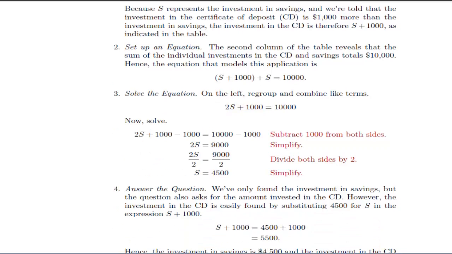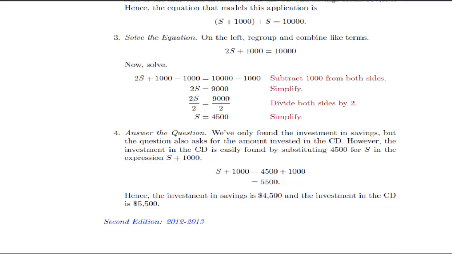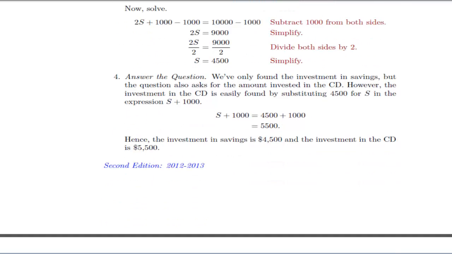So now we'll solve the equation by subtracting 1,000 from both sides. We get, on the left-hand side, 2S plus 1,000 minus 1,000 equals 2S. And on the right-hand side, 10,000 minus 1,000 equals 9,000. Now we'll divide both sides by 2 to isolate S. On the left-hand side, 2S divided by 2 is S, and on the right-hand side, 9,000 divided by 2 is 4,500. 4. Answer the question.